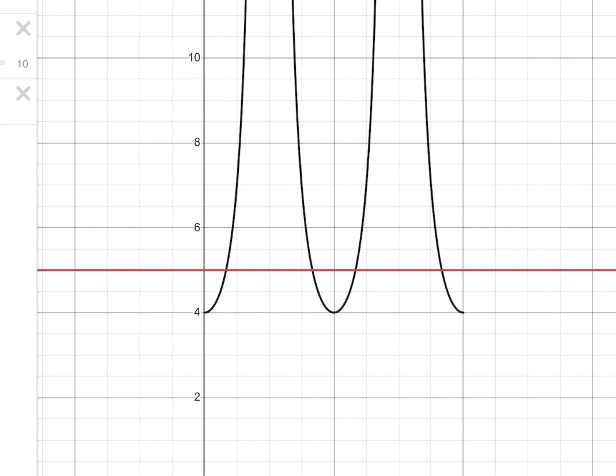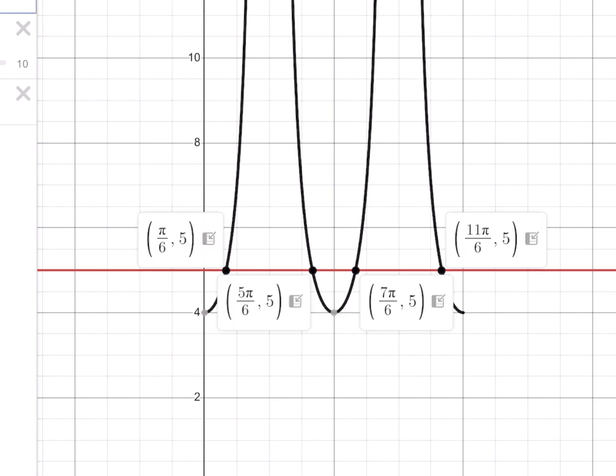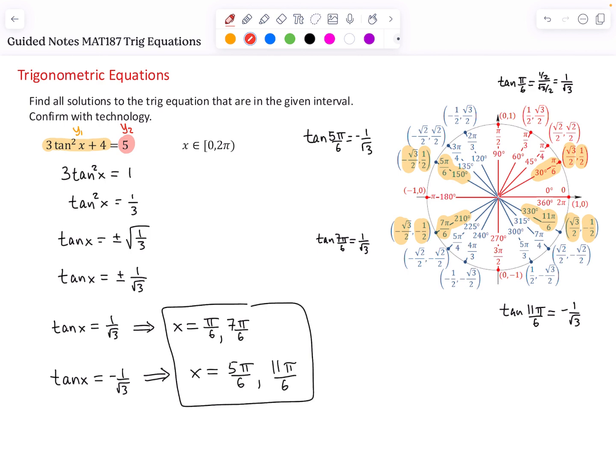If you click on either graph, the points of intersection with the other graph, the red horizontal line, are indicated. Focus on those x coordinates. We have intersection at x equals pi 6, 5 pi 6, 7 pi 6, and 11 pi 6. These are the four solutions between 0 and 2 pi. Moving on to the next slide.